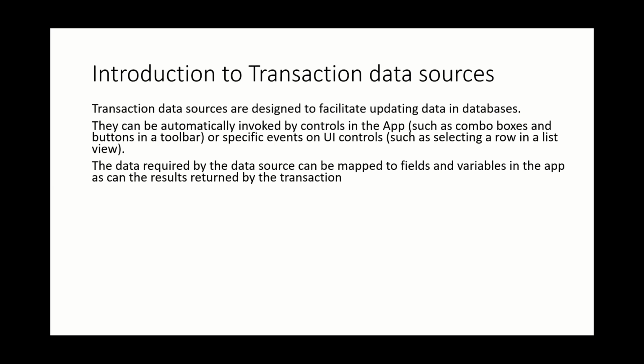The key difference, though, is that clearly, as query data sources were returning data to you, in this instance, you've got to be sending data from your app back out to the databases. So to do that, data required by the data sources can be mapped to fields and variables in the app, so that when the data source runs automatically, it can suck the data in, put it in the right places in its XML or in its SQL statement, and then do its business.